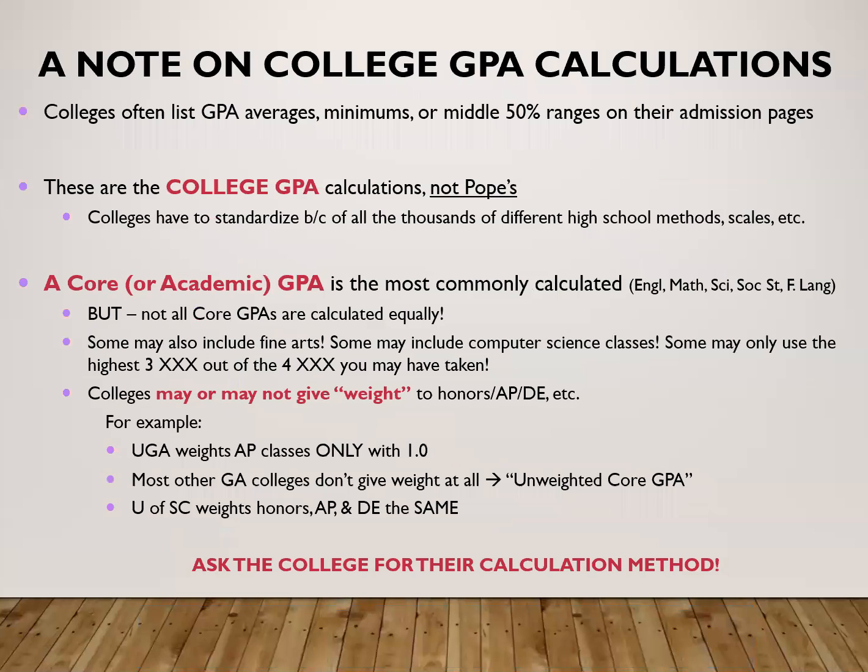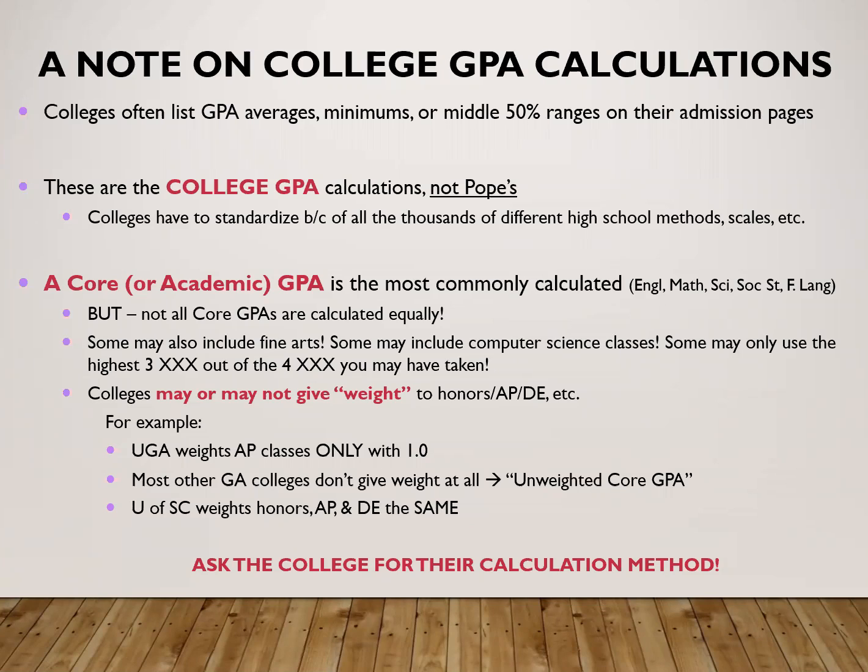So I do want to talk a little bit about the GPAs. I've kind of referenced that a little bit when you're doing some research on a college website. You start looking to say, well, how do I compare with the typical student who goes to this college and gets in? How do you know if you're competitive or not? So you need to understand when a college has GPAs listed on their website, it is their calculation. It is not the Pope calculation at all.